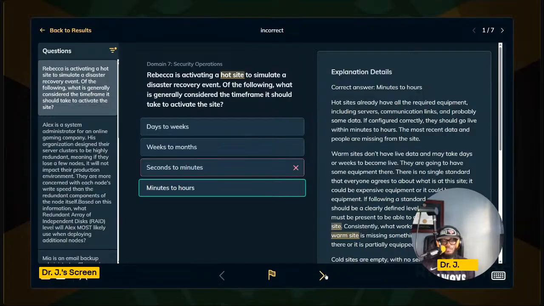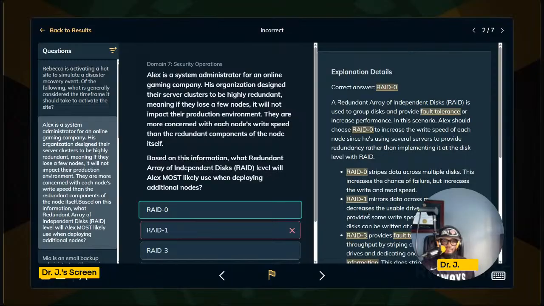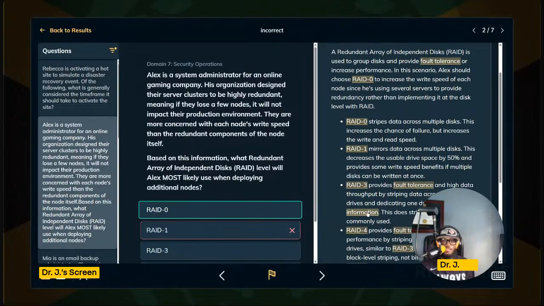I was mad at this one. I really thought I was correct with a hot site because you kind of talk about it here. A hot site is essentially a mirror site. It's maintaining the data of the active site. Oh well. Yeah, RAID zero stripes data across multiple disks, increases the chance of failure, but increases the write and read speed.